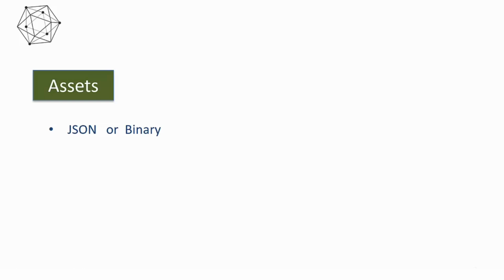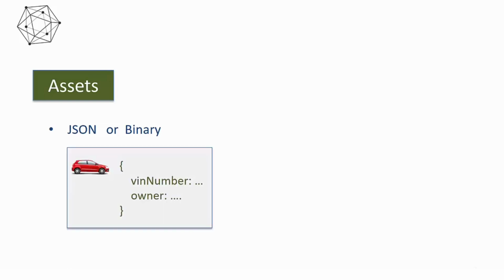For example, a simplified representation of the car will have two attributes in the JSON representation: the VIN number field that uniquely identifies the car and the owner of the car. This second field, that is the owner, can change as a result of a sale of the car. In effect, we are saying that the state of the asset may change over time.